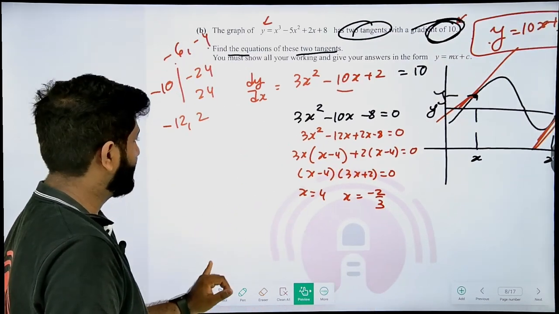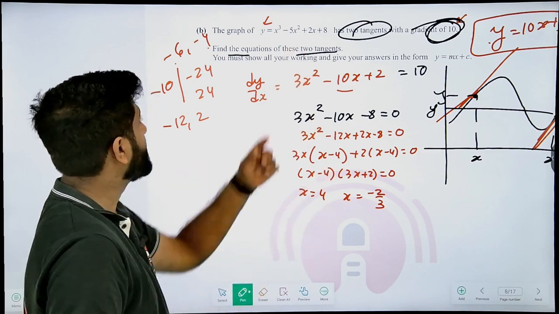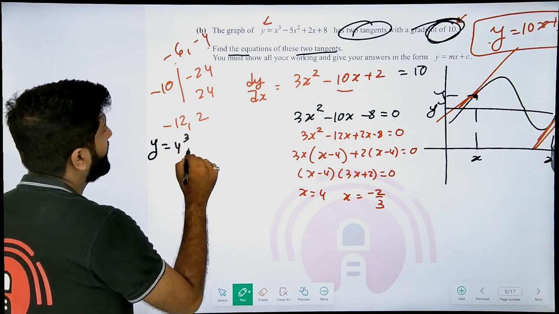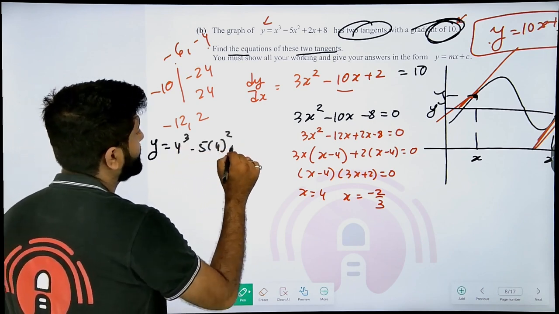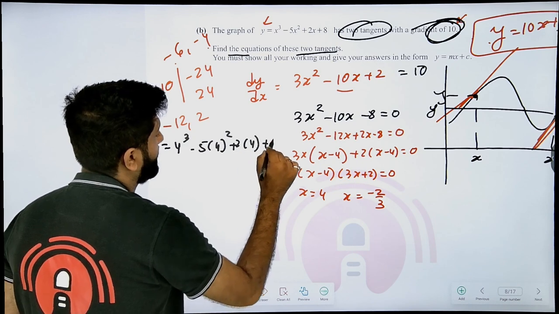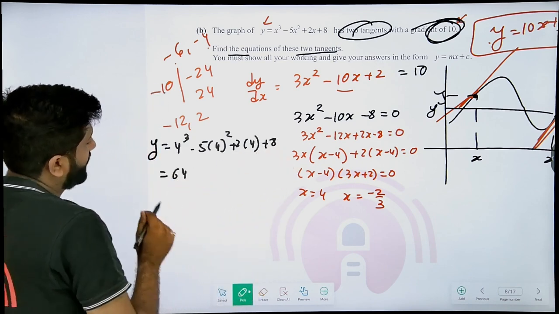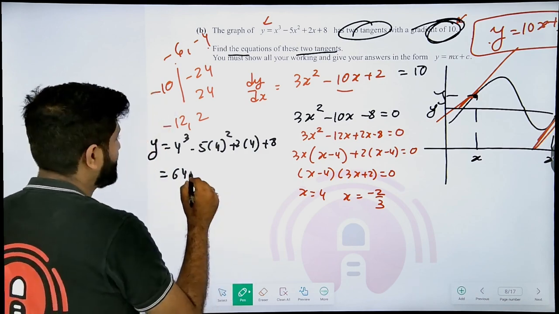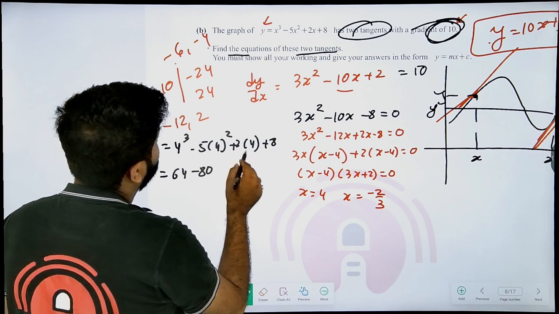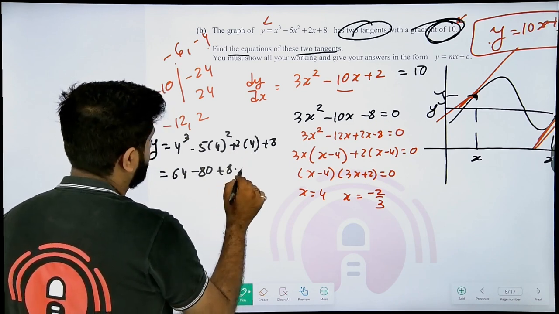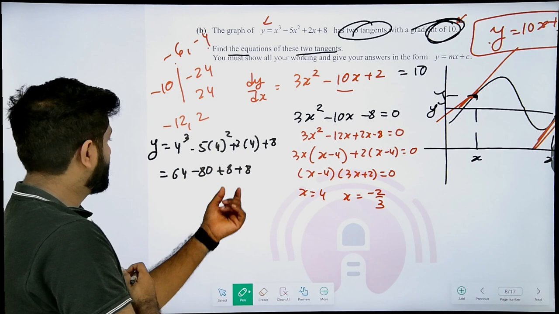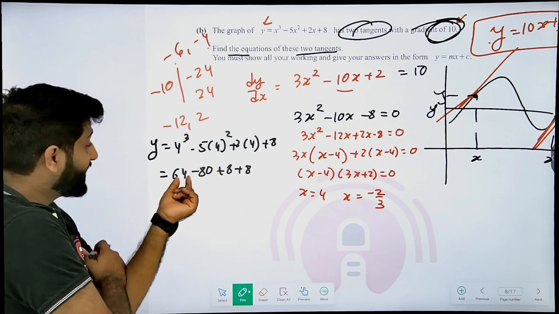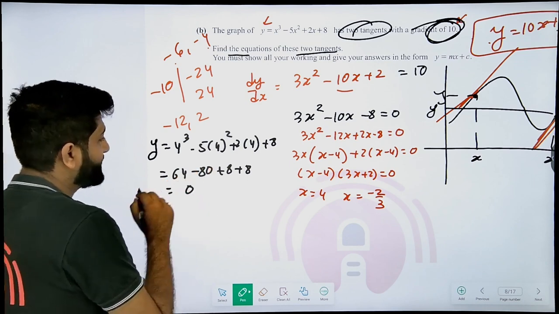So for that, I'll have to substitute the value of x in the equation. So you have y equals 4 cube minus 5 times 4 square plus 2 times 4 plus 8. So you have 64. 4 square is 16, and 16 into 5 is negative 80. 4 twos are 8, plus 8, so I have 8 plus 8 is 16. 16 plus 64 is 80. 80 minus 80 should be 0.